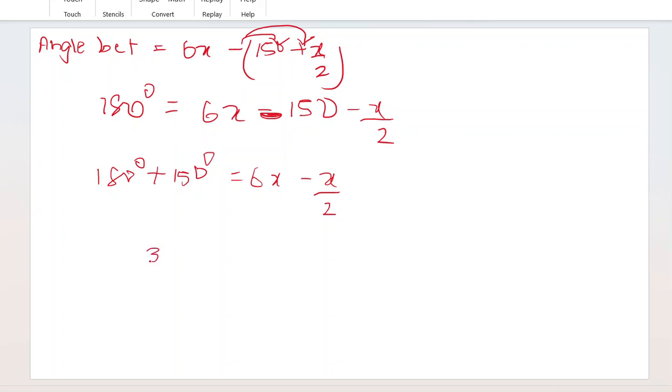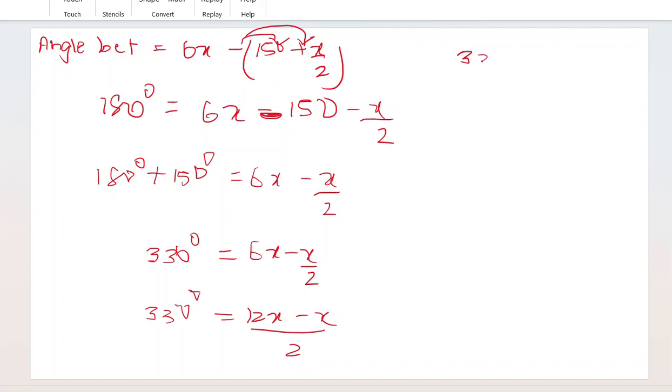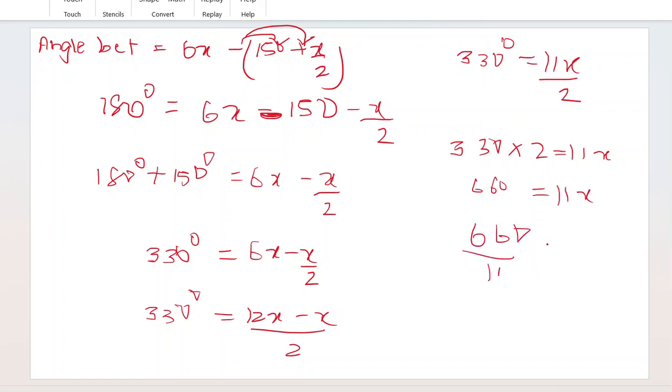Over here the total will become 330 degrees, and again 6x minus x by 2. To solve this I have to use the idea of mixed fraction. 330 degrees is equal to 12x minus x upon 2. So I get 330 degrees is equal to 11x upon 2. I get 330 into 2 is equal to 11x. 660 is equal to 11x. So 660 upon 11 is equal to x. You get x as 60.